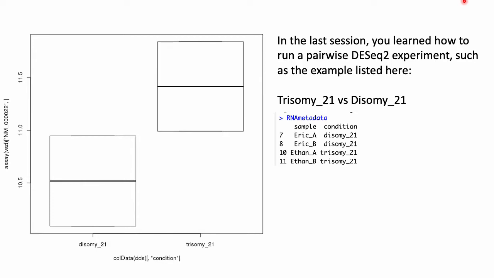Last time, you learned how to run a pairwise comparison in DESeq2, such as the example shown here. In these experiments, we created a metadata file, which designates our samples into one of two condition groups. In this case, we want to compare two disomy samples to two trisomy samples.